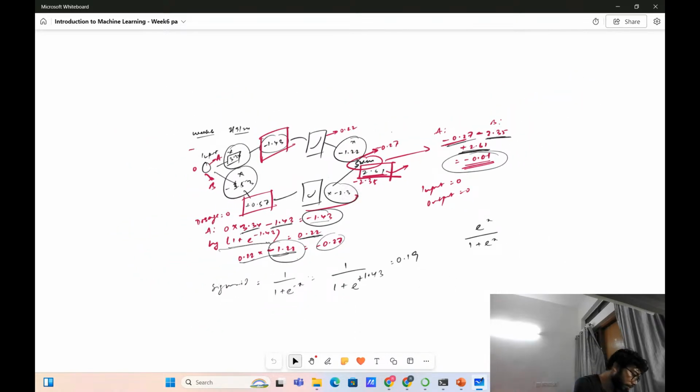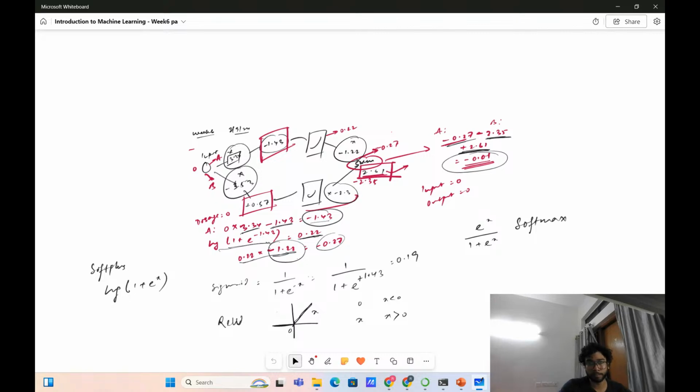Then ReLU is basically zero for anything less than zero, and for greater than zero, it is x. So it is a function that is zero if x is less than zero, and x for greater than zero, right? Now the sigmoid I have told. The softplus activation function is given by log of 1 plus e to the power of x, right? And e to the power of x divided by 1 plus e to the power of x is softmax. So: sigmoid, ReLU, softplus, softmax.